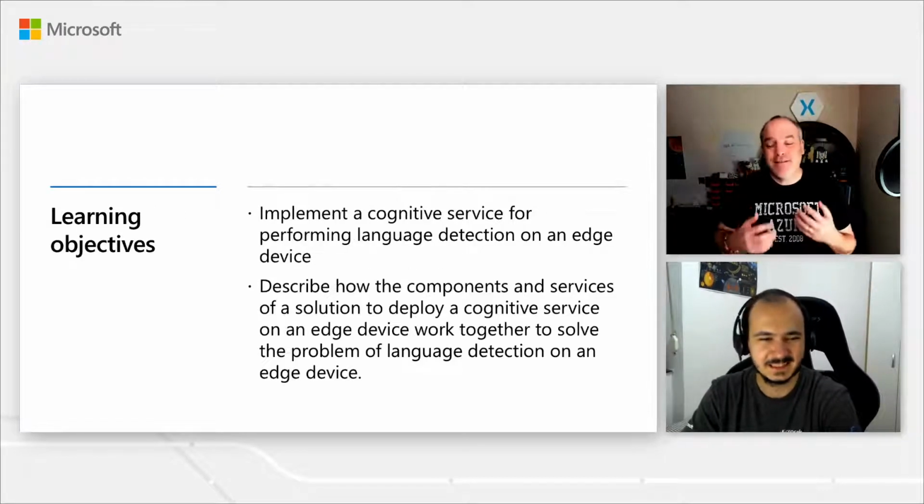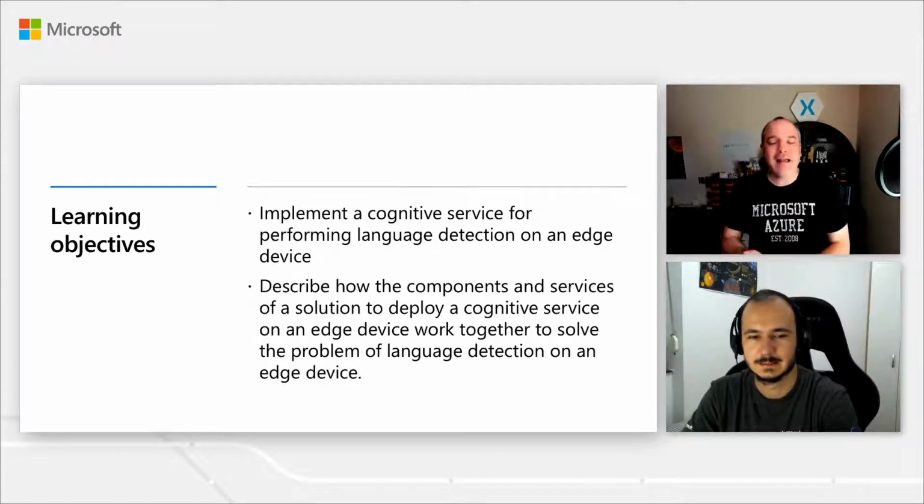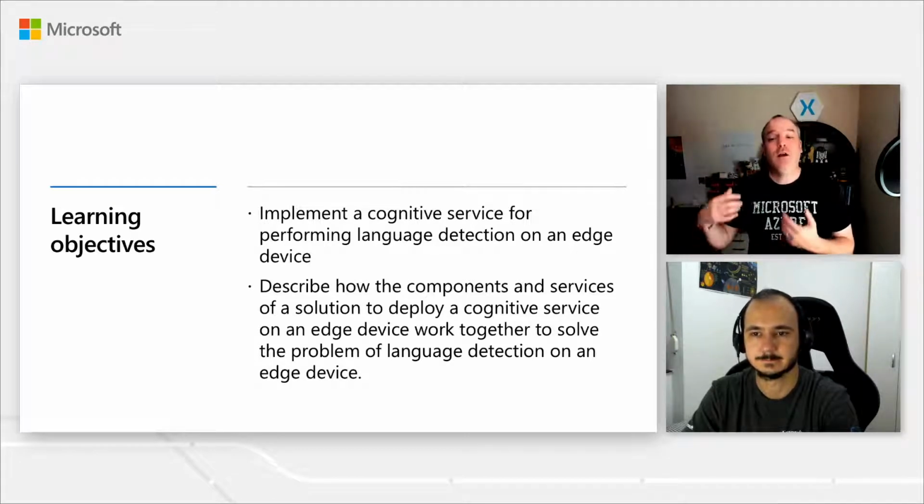Cool. So there's two learning objectives to this Learn module. The first one is you get hands-on implementing a cognitive service for performing language detection on an edge device. Now, cognitive services are pre-built AI models. We build them, we test them, we train them in the cloud, and we make them available to you to run, either in the cloud or on edge devices. So you can learn how to implement a cognitive service for doing this on an edge device.